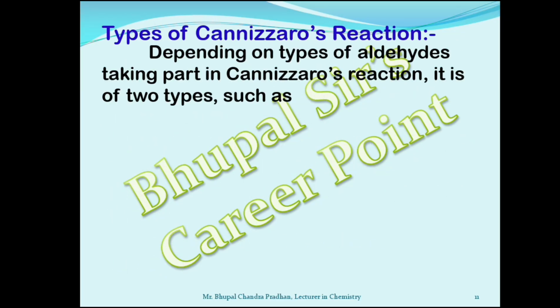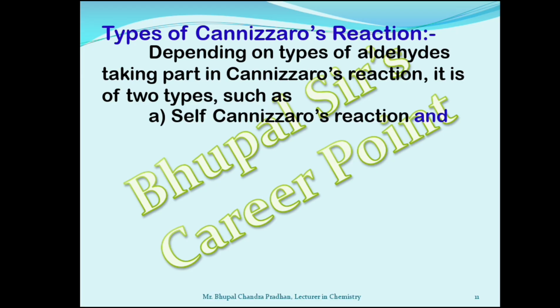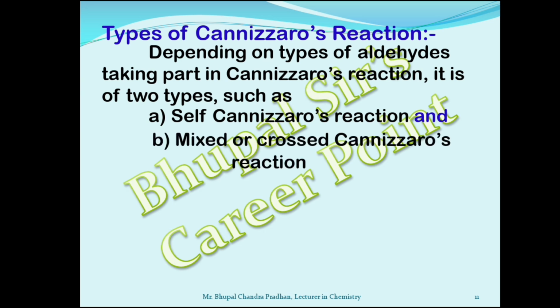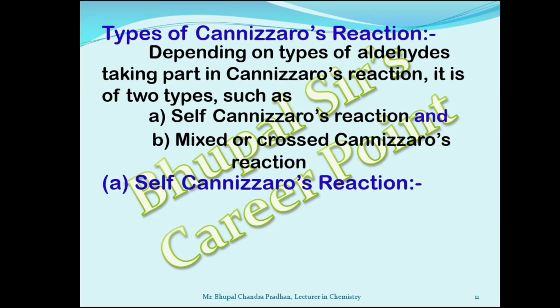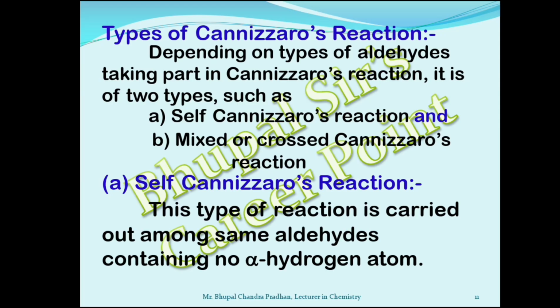Types of Cannizzaro reaction. Depending on the types of aldehydes taking part in the Cannizzaro reaction, it is of two types: self-Cannizzaro reaction and mixed or crossed Cannizzaro reaction. What do you mean by self-Cannizzaro reaction? If the Cannizzaro reaction is carried out among the same aldehydes containing no alpha hydrogen atom, this type of reaction is called self-Cannizzaro reaction.